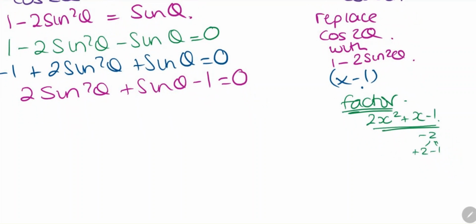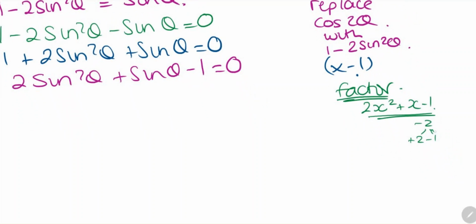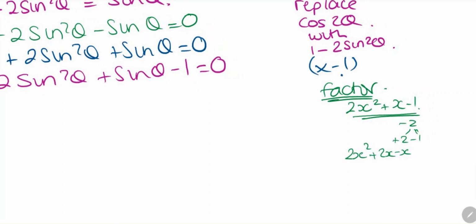So if I was to write this using normal algebraic terms, I would say 2x squared plus 2x minus x, which is minus 1x, and then I have minus 1. Then I would factor by 2x. So 2x, this would leave me with x plus 1, and then I can factor by minus 1, which would leave me with x plus 1. So this would be 2x minus 1 and x plus 1.